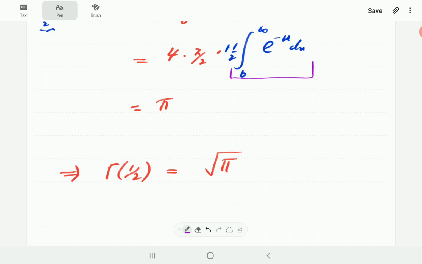Right, in the next video we're going to look at how the gamma function can be used to evaluate some integrals that cannot be evaluated using your elementary methods like integration by parts, trigonometric substitution, etc. All right.